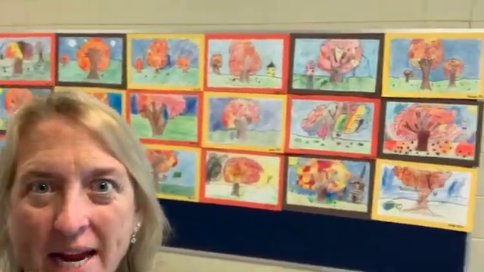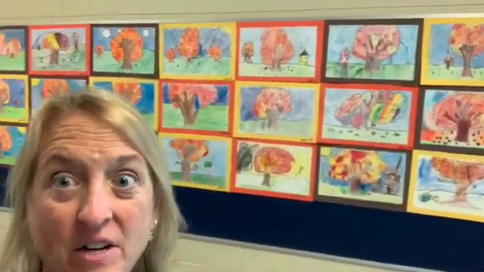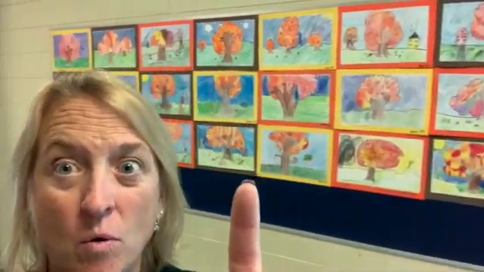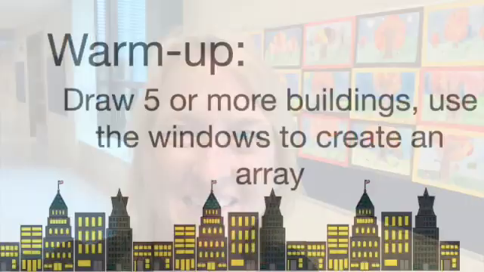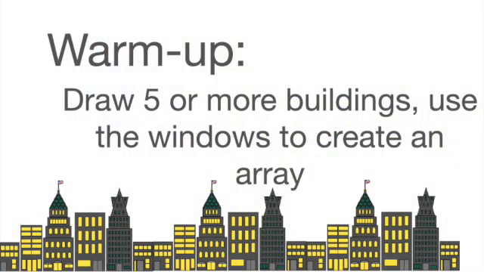Hey guys, I'm out in the hallway. Look what I found. Another array. Can you see that? There's 3 rows, and then let's see how many columns we've got. 1, 2, 3, 4, 5, 6, 7, 8. So our multiplication problem would be 3 times 8. They're everywhere!